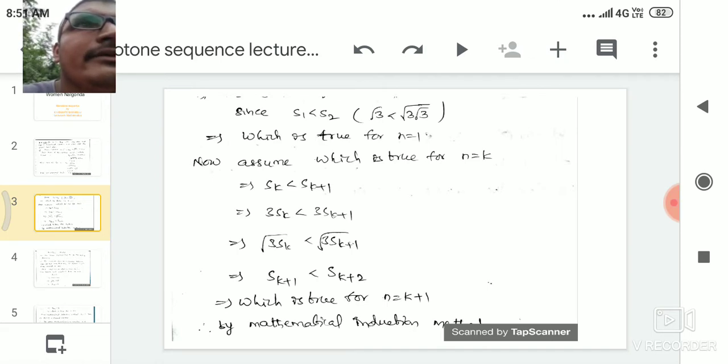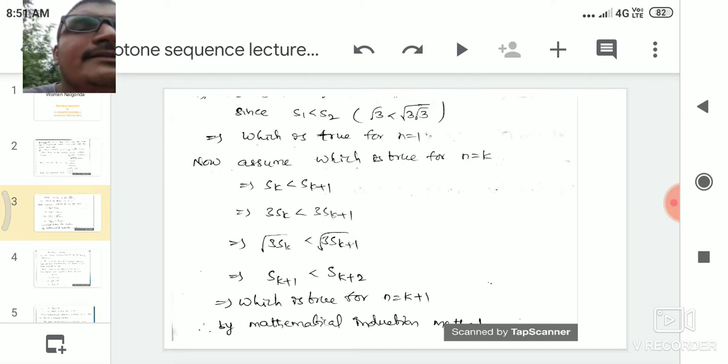Now we assume this is true for n is equal to k, then Sk is less than Sk plus 1. Now we have to prove that it is true for n is equal to k plus 1. For that we multiply by 3 on both sides, because we use the recursion formula.